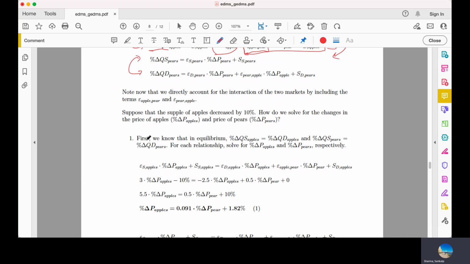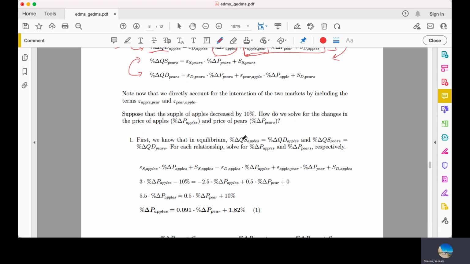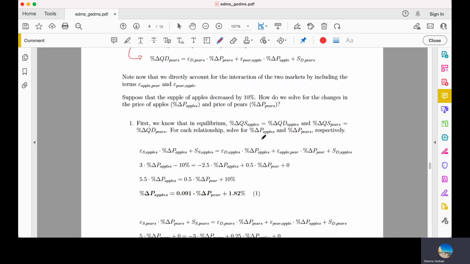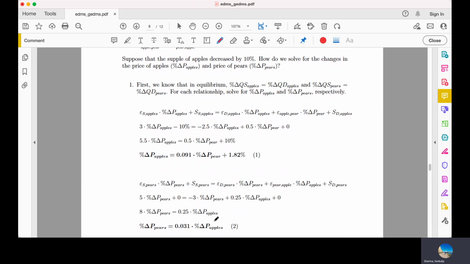Okay, so we know that in equilibrium, the percentage change in quantity supplied of apples must be equal to the percentage change in quantity demanded for apples, and the same is true for pears. So for each relationship, you can solve for the percentage change in apples and the percentage change in pears, respectively. You plug in the numbers, and you're going to get one relationship from the first market, and then another relationship from the second market.